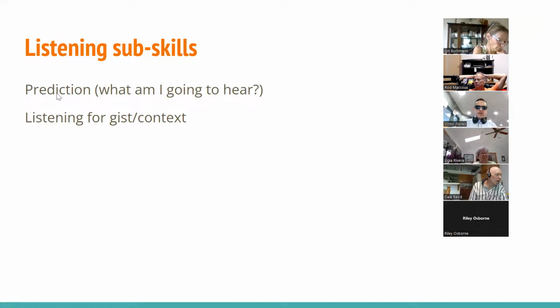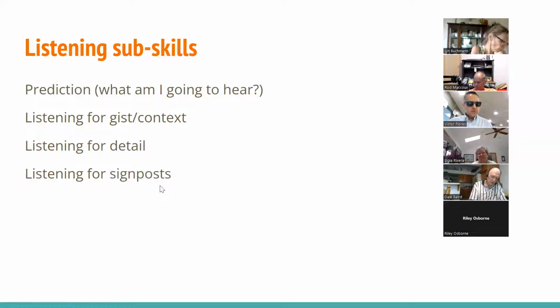So for example, for prediction, if your student is going to the bank, you might ask them, okay, what questions do you think the banker might ask you? Or what vocabulary do you think they might use? So you're starting to predict what English they're going to hear. And then listening for gist or for context. So that's just listening for the general idea, not for details yet. And then listening for detail is a different kind of listening skill.